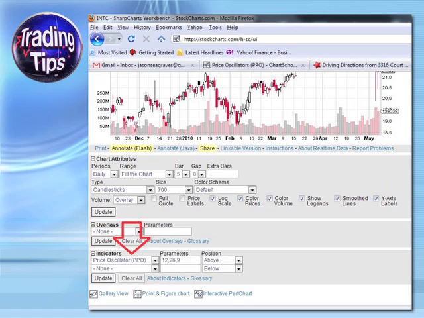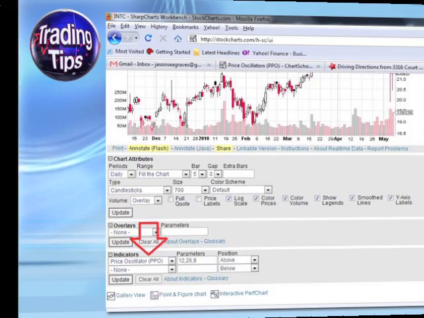Adding a PPO histogram to your stock charts is easy. Just go to StockCharts.com and type in the ticker symbol. Then, under Indicators, select Price Oscillator PPO. For parameters, the default 12-26-9 refer to the short moving average, the longer moving average, and finally the number of days in the EMA of the indicator line. The default typically works best.